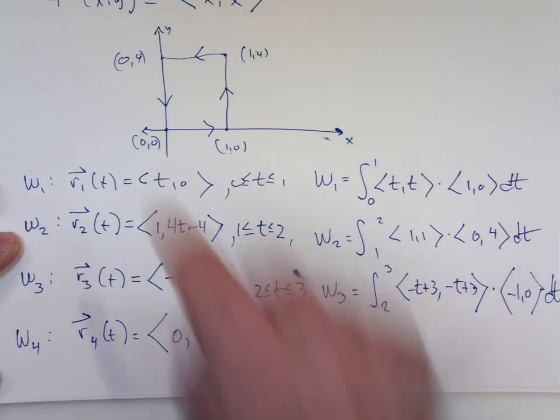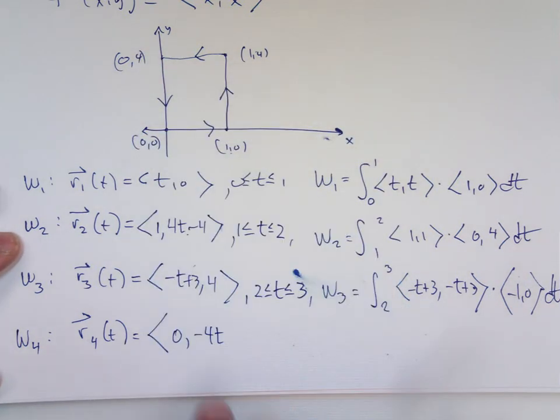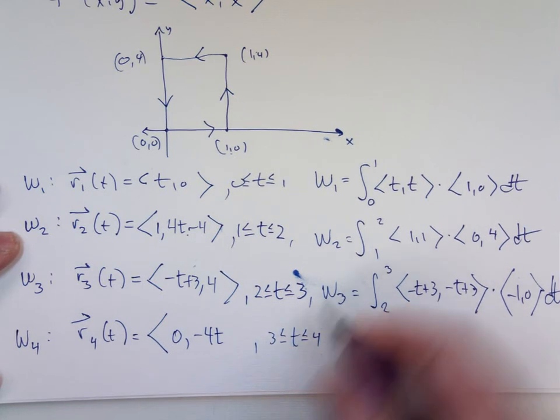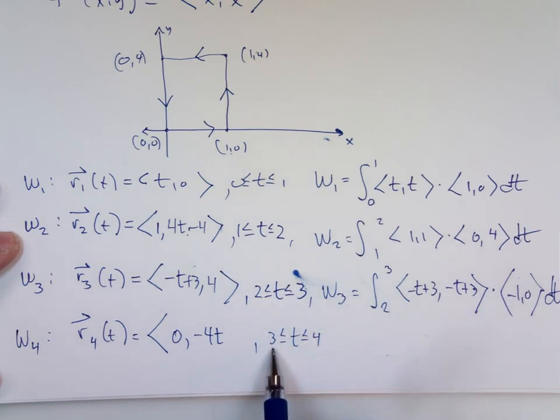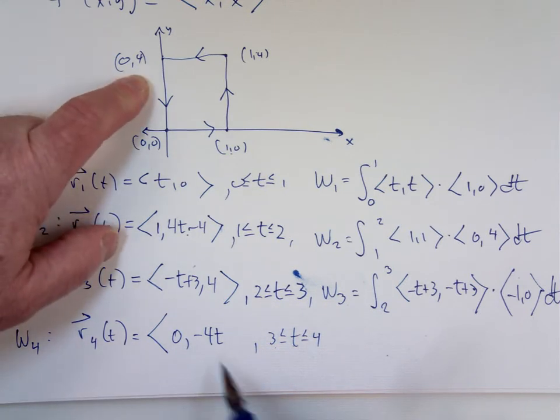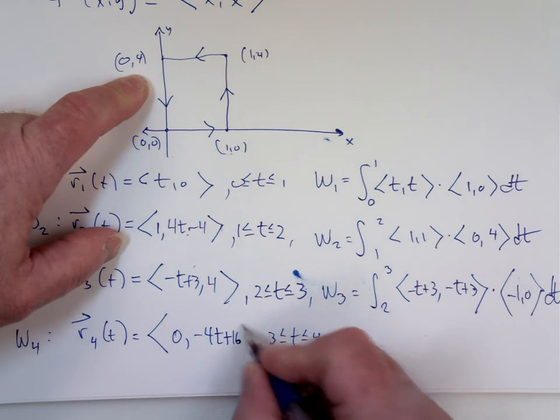Now you got to make sure that you start and end at the right place. When you start at 3, you're going to have, no, it's not going to be plus 4. If you start at 3, you're going to be at negative 12. Oh my gosh. But you really want to start at 4. Plus 16. Plus 16 is what you're going to need to make sure you start at 4.